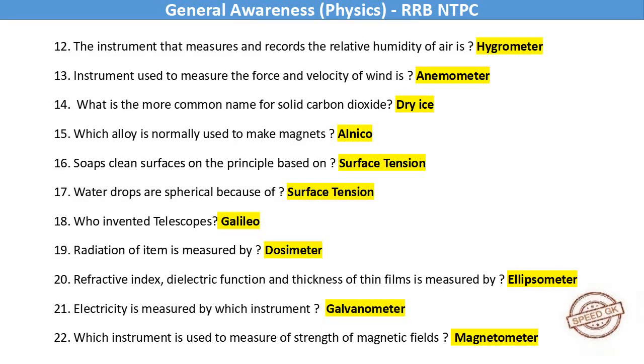Refractive index, dielectric function and thickness of thin films is measured by ellipsometer. Electricity is measured by which instrument? Galvanometer. Which instrument is used to measure the strength of magnetic fields? Magnetometer.